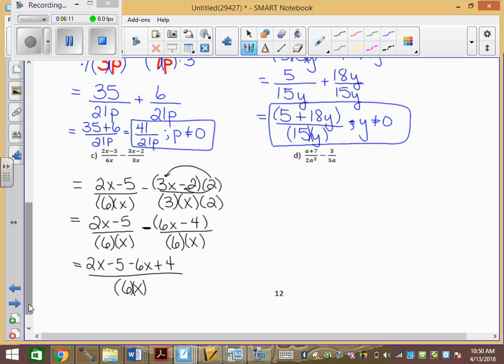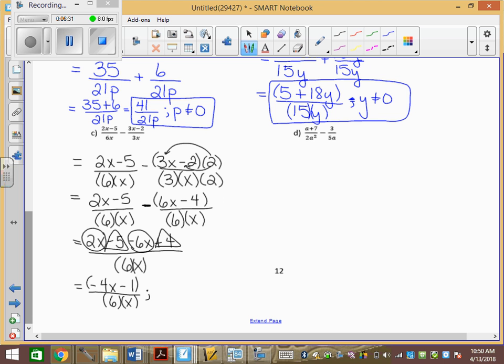And then we get 2x minus 6x, which is negative 4x, minus 5 plus 4, minus 1, over 6x. And because we have an x in the denominator, this whole thing is in its own brackets because it's attached to a minus sign. Our NPVs are going to be x cannot equal 0.